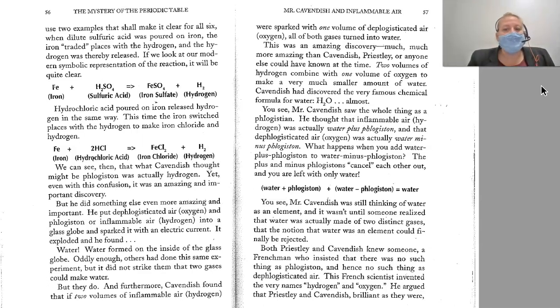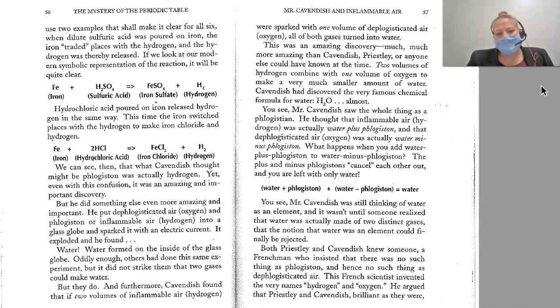2 volumes of hydrogen combined with 1 volume of oxygen to make a very much smaller amount of water. Cavendish had discovered the very famous chemical formula for water, H2O, almost. You see, Mr. Cavendish saw the whole thing as phlogiston. He thought that the inflammable air, hydrogen, was actually water plus phlogiston, and the dephlogisticated air, oxygen, was actually water minus phlogiston. What happens when you add water plus phlogiston to water minus phlogiston? The plus and minus phlogistons cancel each other out, and you are left with only water.